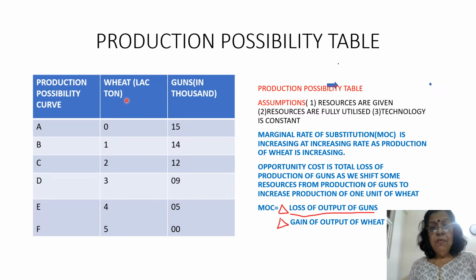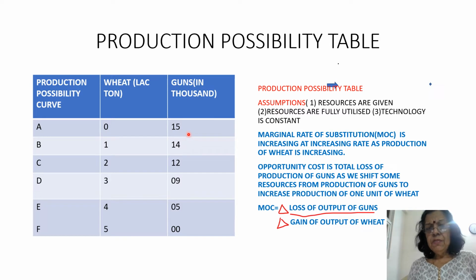Then again, if you wish to increase production of wheat by say 2 units, then you are reducing guns from 14 to 12, 2 units. So now the ratio is 2:1. And then again, if you wish to increase 3 units here, then the reduction here is 12 to 9, that is 3. Then the ratio is 1:3. That means MRT, marginal rate of substitution or transformation, is increasing. First 1, then 2, then 3, 4 and 5. So this is marginal rate of substitution increasing.